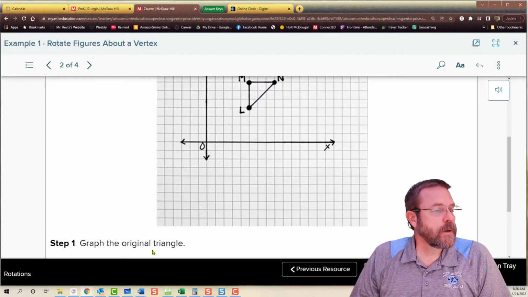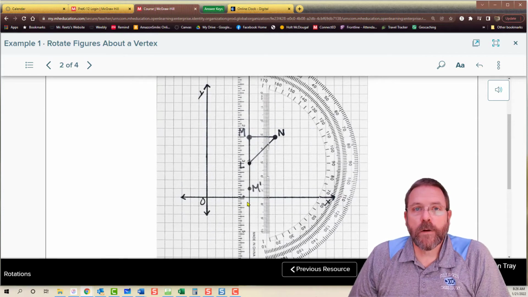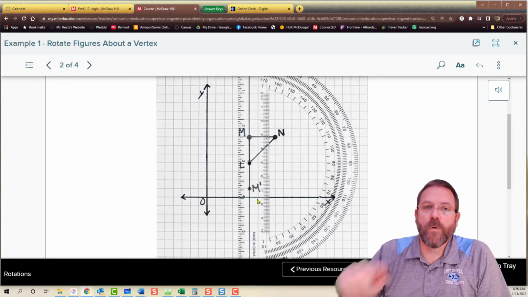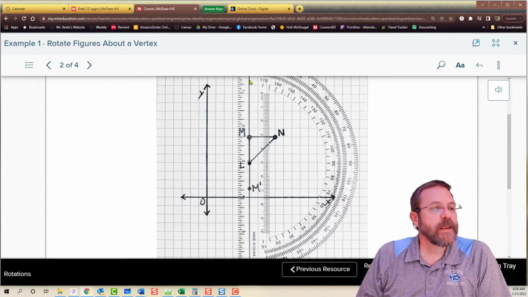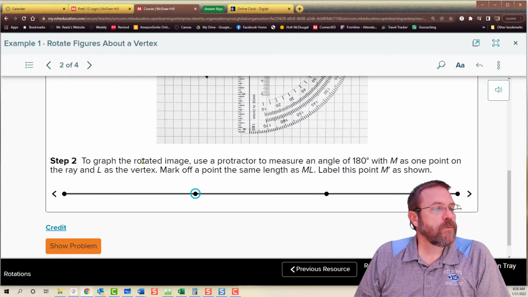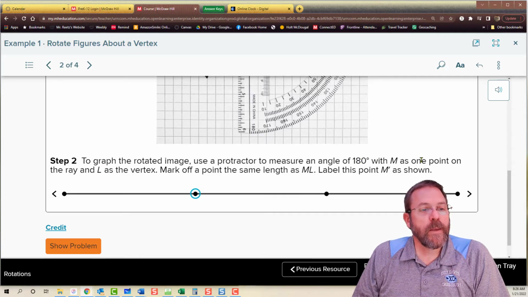And then from there we're going to do the next thing, where they're rotating it 180 degrees around the point L, and the point L is right here. That means you're going 180 degrees, you're going the exact opposite of where it was when it started. So it says to graph a rotation of an image, use a protractor to measure the rotation of 180 degrees with M as one point on the ray and L as a vertex, and then mark off a point the same length as M to be M prime.